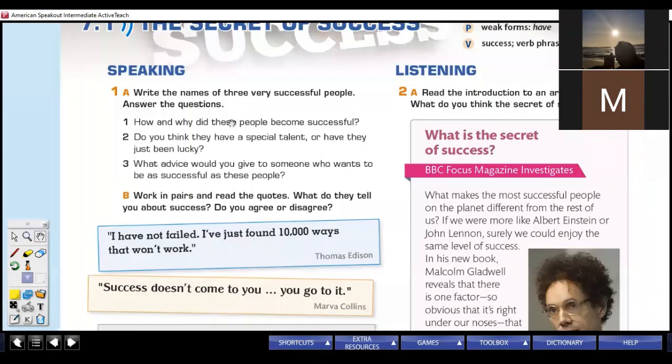Now, as you can see right here in the first part, we have 3 questions in the first exercise. It says, write the names of 3 very successful people and answer the questions. I want you to do this, but not now. Take a look at the 3 different questions that we have. I am going to ask you those questions, but you are going to answer them at the end of the class. How and why did these people become successful? Do you think they have a special talent or they have just been lucky? What advice would you give to someone who wants to be as successful as these people?